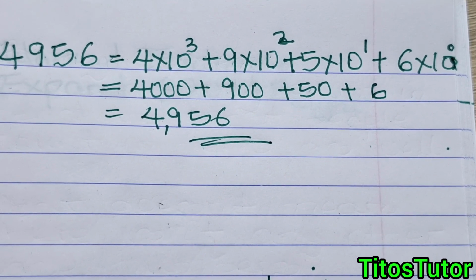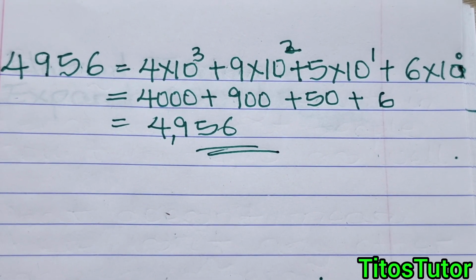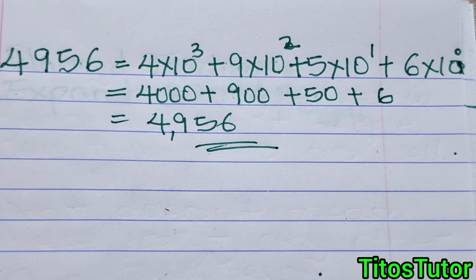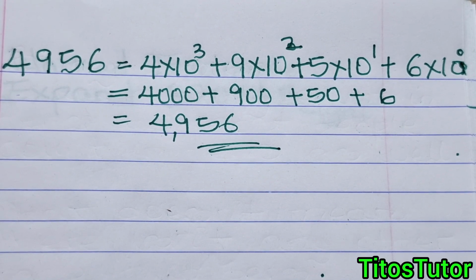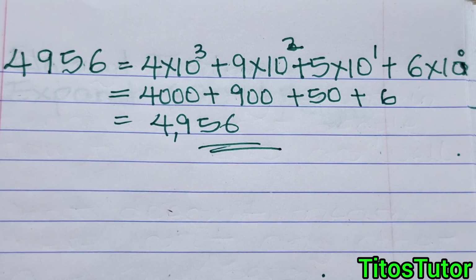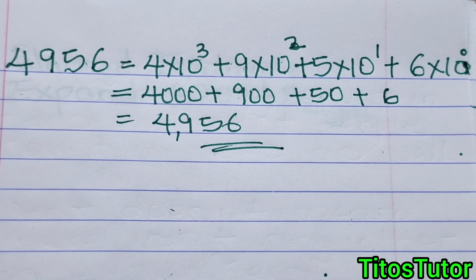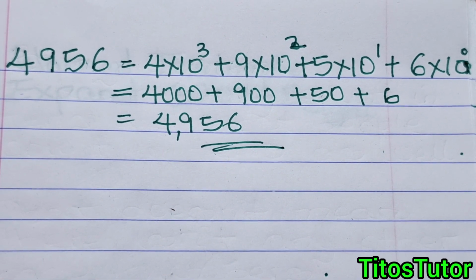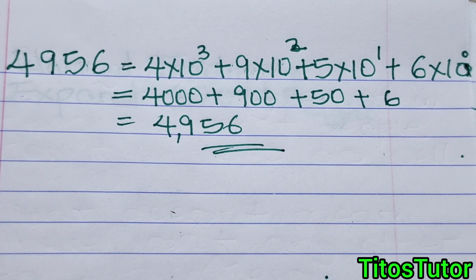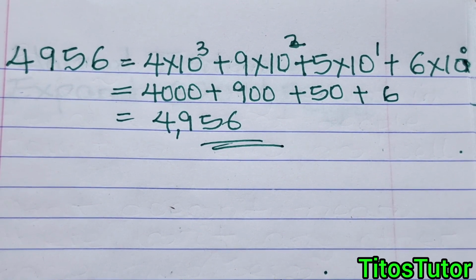That means if you want to write 4,956 in an expanded form, you're going to do 4 times 10 raised to the power of 3, which will give you 4,000. 9 times 10 raised to the power of 2, which will give you 900. 5 times 10 raised to the power of 1, which will give you 50. And 6 times 10 raised to the power of 0. Remember, anything raised to the power of 0 is 1. So that's equally saying 6 times 1, which is 6.